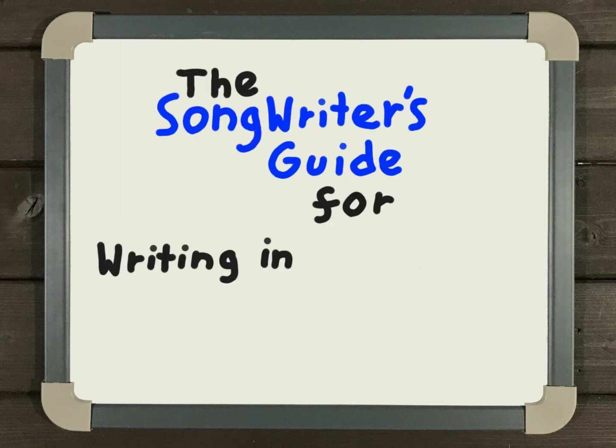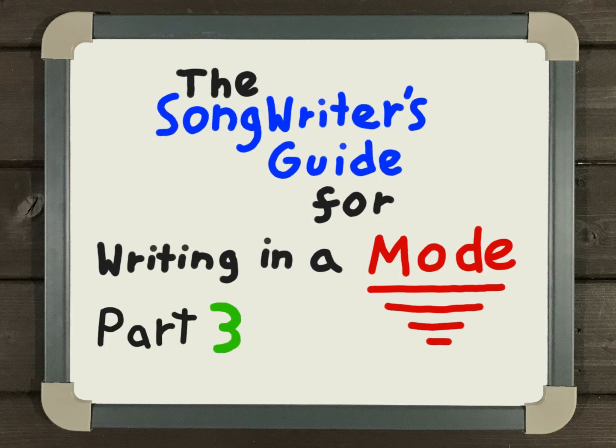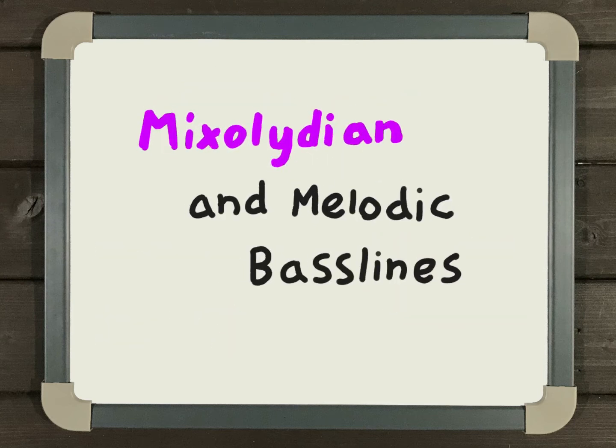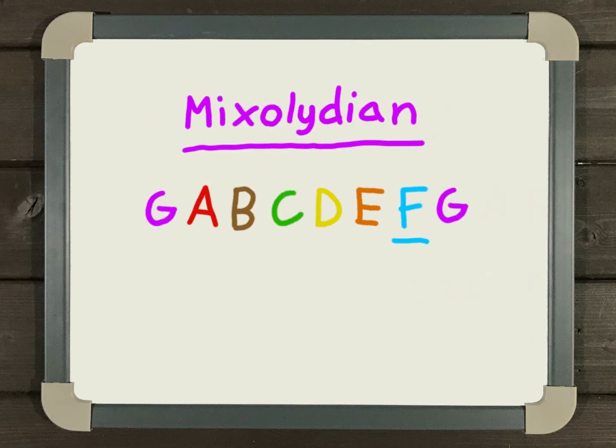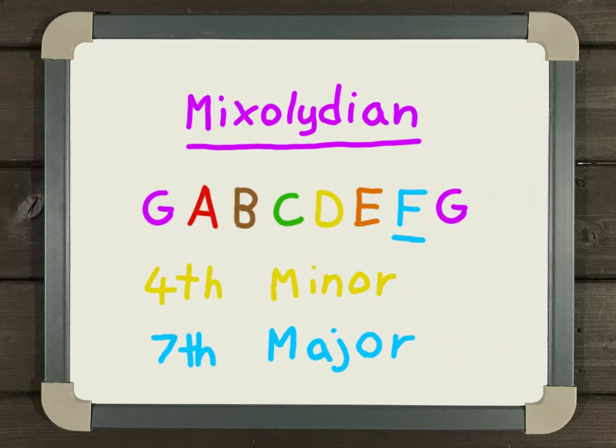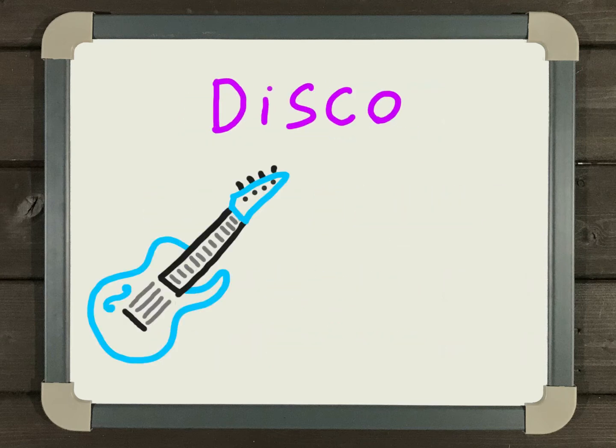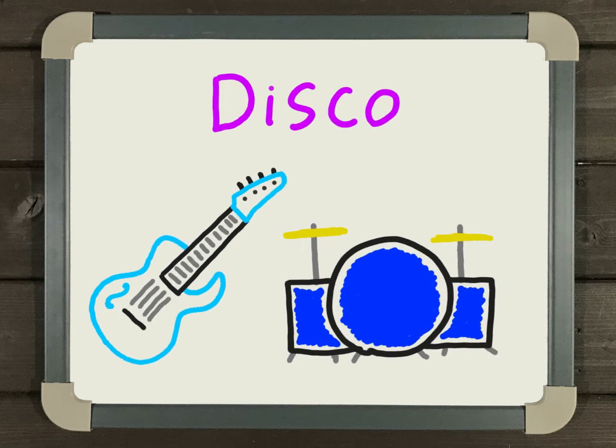The Songwriter's Guide for Writing in a Mode, Part 3. Mixolydian and Melodic Basslines. When approaching my Mixolydian example, I decided I wanted to lean into the mode's feeling of movement due to its flattened seventh. I felt a style that would work with this feeling was disco due to its propelling rhythms and movements, utilising guitars, drums, bass and keyboard.